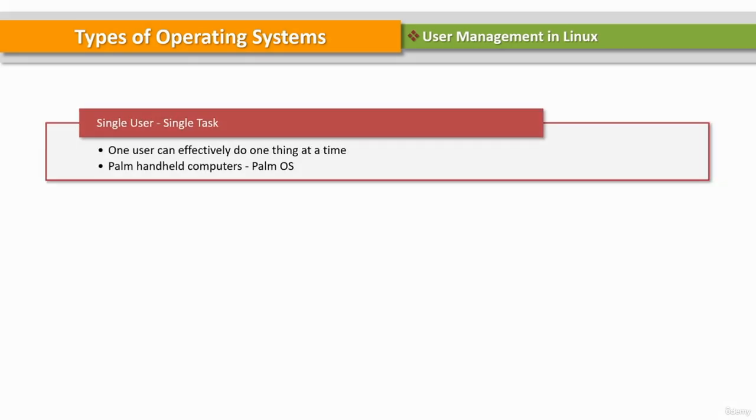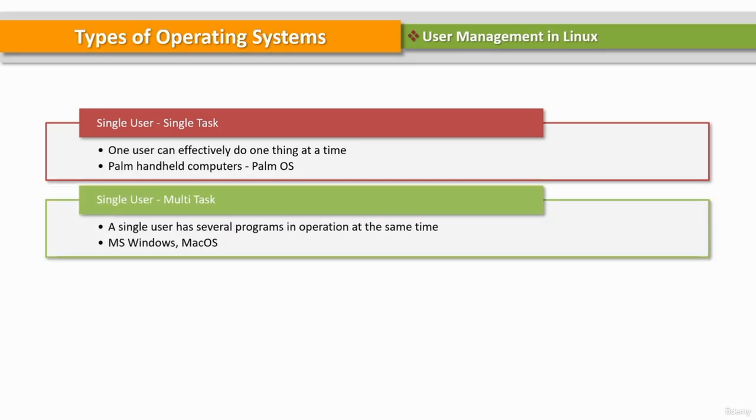Single user, single task. Well, just as the name implies, this operating system is designed to manage the computer so that one user can effectively do one thing at a time. The Palm OS, if you remember that, for Palm handheld computers, is a great example of a modern single-user, single-task operating system.